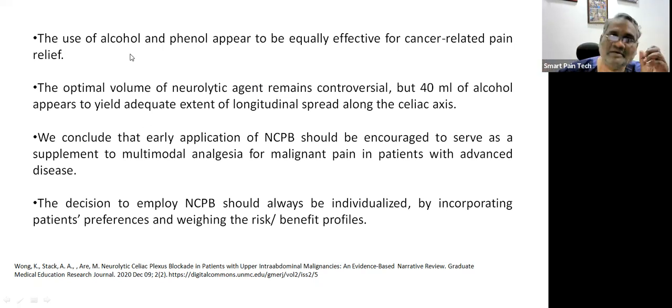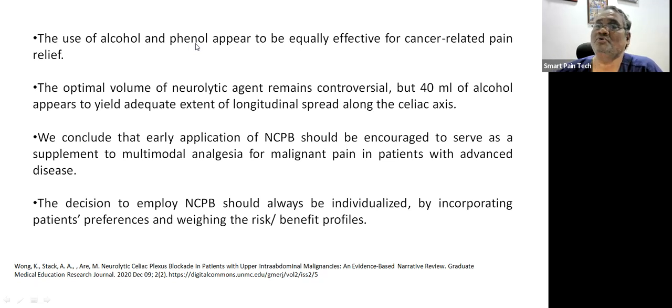And if you see the shelf life of phenol, the freshly prepared shelf life, if you want to use it again, is 4 to 7 days. After that, again, you have to freshly prepare. So that's why we usually don't use phenol. Alcohol is a better option. For peripheral things, I usually use alcohol. For intercostal nerve blocks, I use phenol.